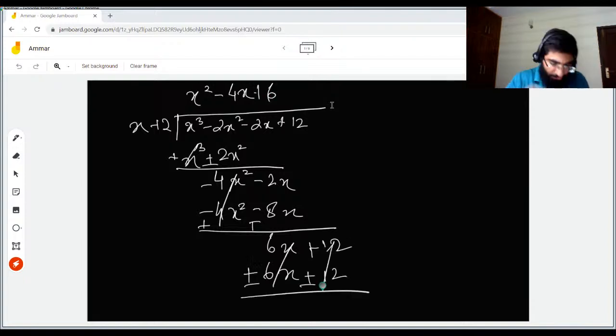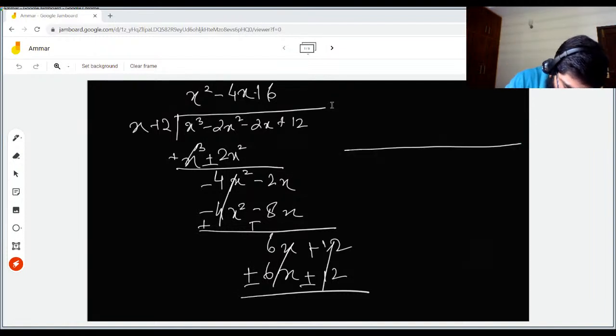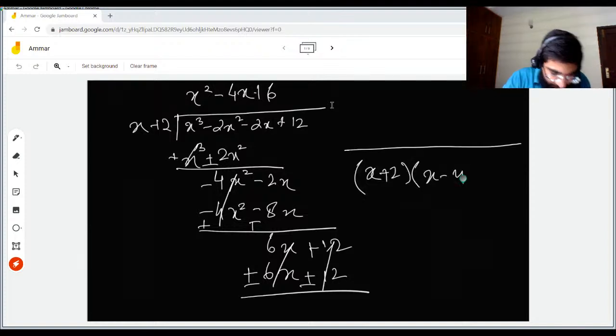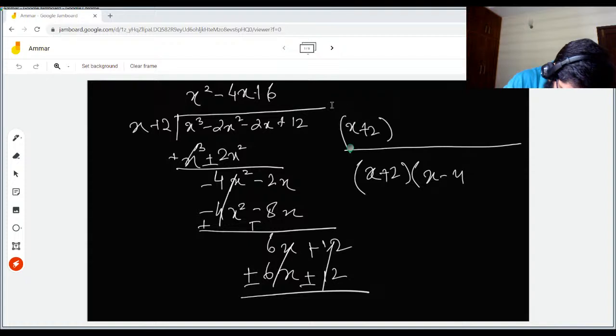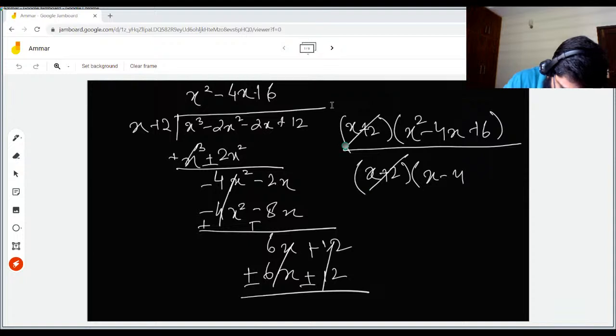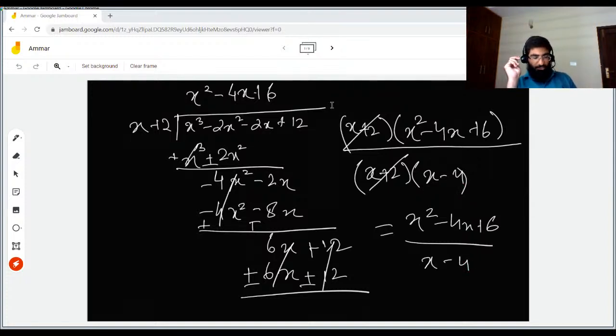So now what I have, the original fraction that I had with x plus 2 and x minus 4 in the denominator, in the numerator now I can write, instead of x cubed minus 2x squared minus 2x plus 12, the factors x plus 2 times x squared minus 4x plus 6. Agreed? Now this x plus 2 gets cut out, and what I'm left with is x squared minus 4x plus 6 over x minus 4, right? This is the form it asked us for.